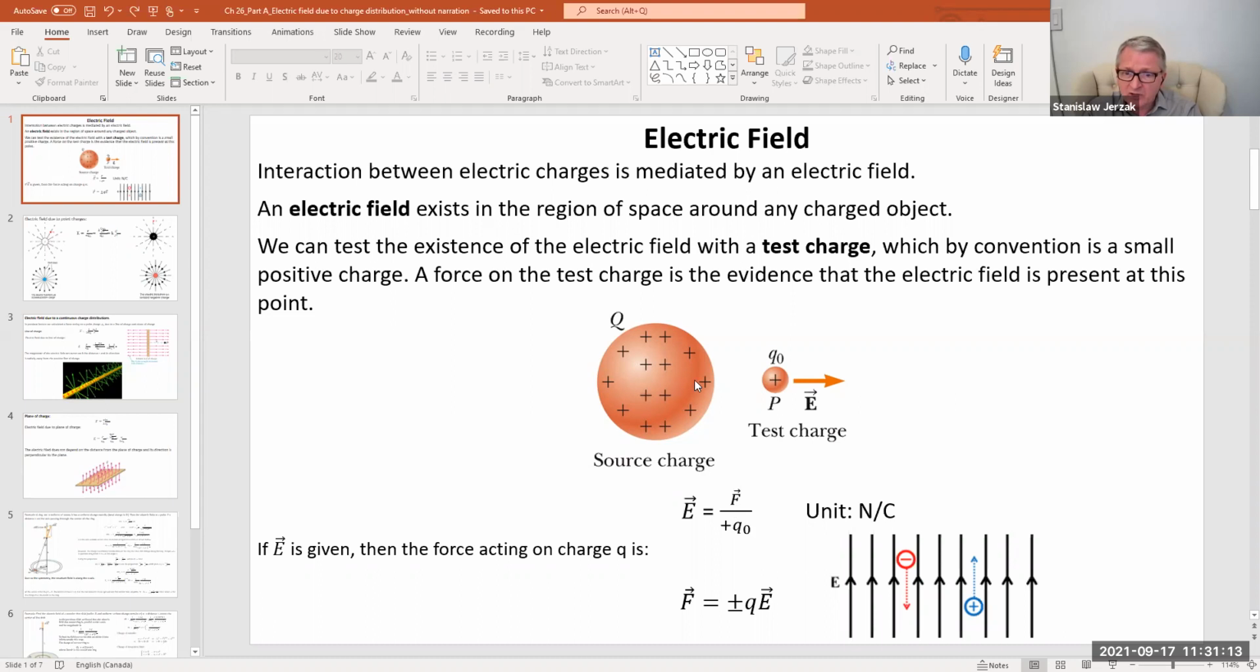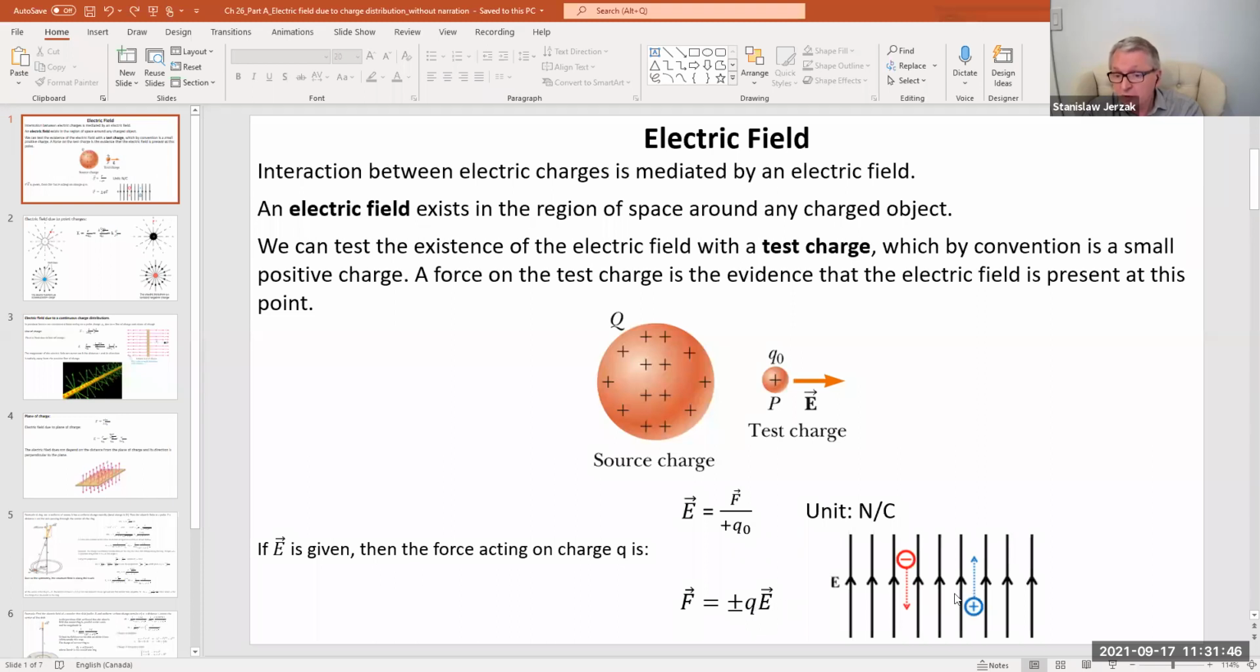So the direction of electric field is the same as the force acting on positive charge Q0. And the unit of electric field is the Newton per Coulomb. Now, quite often, we will first calculate the electric field, or electric field will be given to you, and you have to find the force acting on the charge which we put into that electric field. So then from this definition, of course, force is equal Q times E.